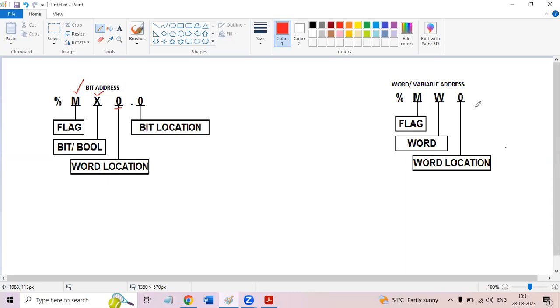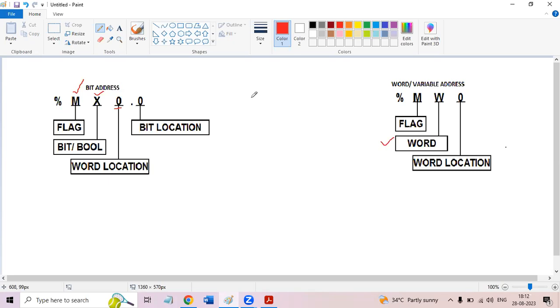Now you see word. %MW0, what does it mean? M again is for flag. W means word, like X here denotes bit. Here it is word. And this 0 is the word location.